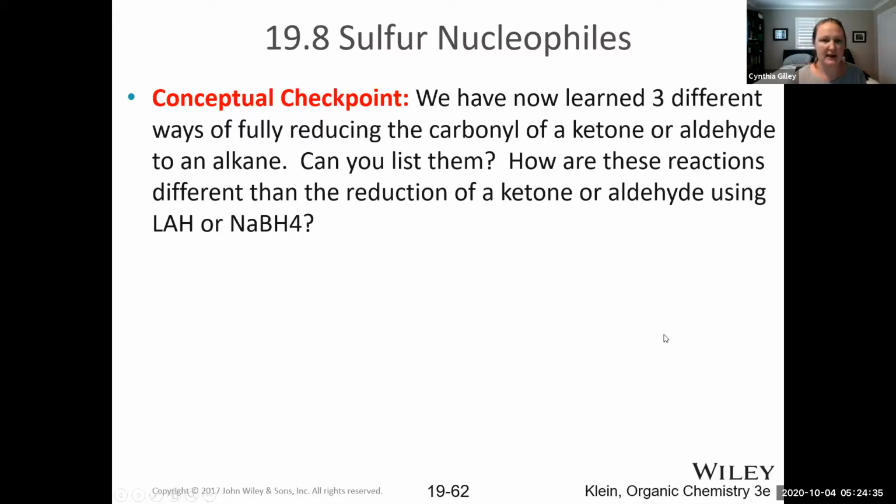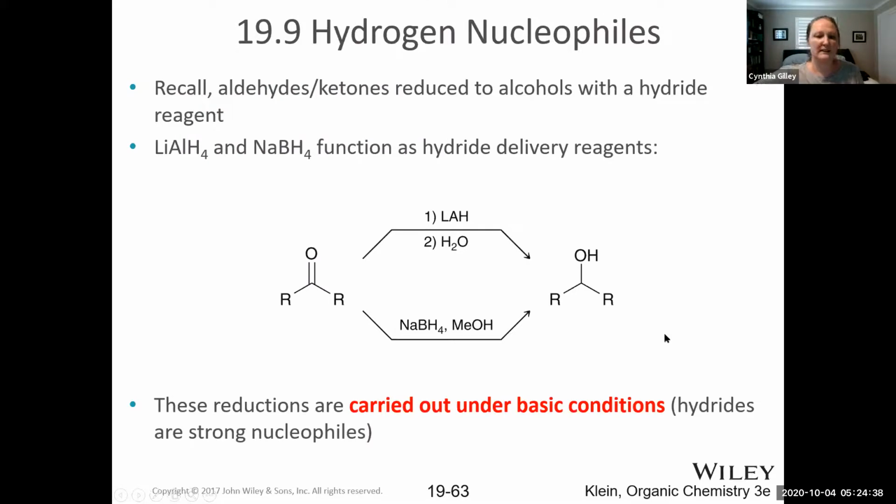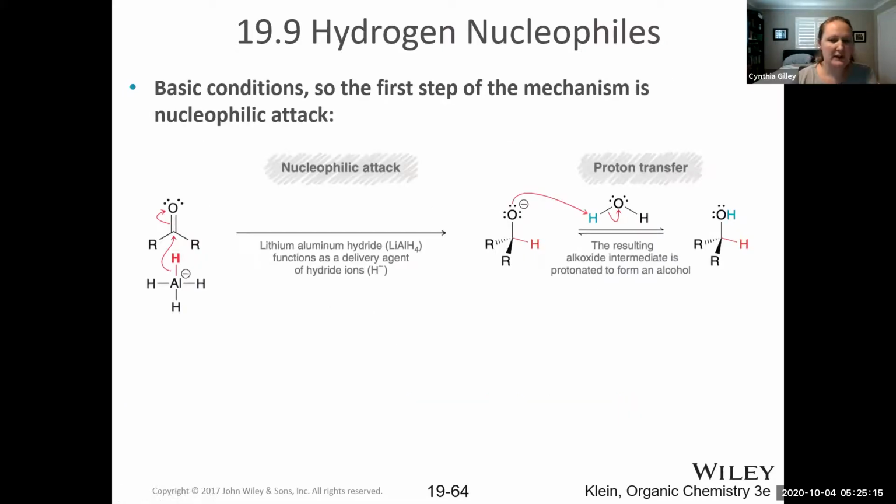Okay, going back to the slides. This slide is a nice review of your hydride reducing agents and how those give you alcohol products. The mechanism is consistent with the basic condition mechanism, because hydride is a strong nucleophile and also a strong base, where the hydride will directly attack the carbonyl carbon. There's no acid there to protonate it first, and then we protonate the resulting alkoxide, and that gives us our alcohol product. Let's look at those mechanisms.